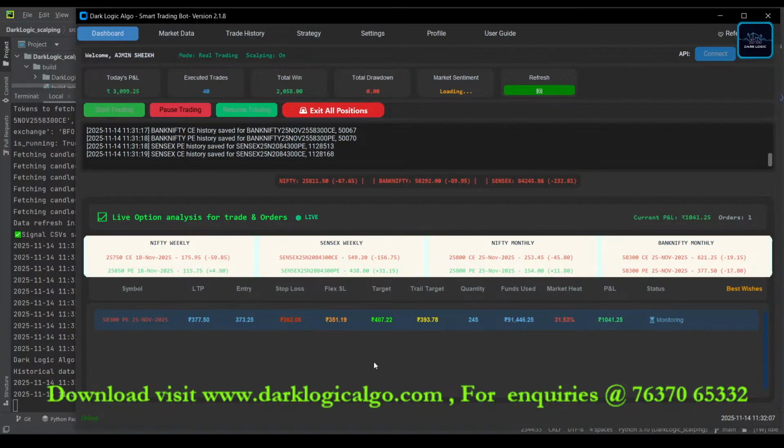We have backtested this bot for a very long time. I myself have been trading on this bot for a long time, and the performance of the bot is very, very good. Overall return review.